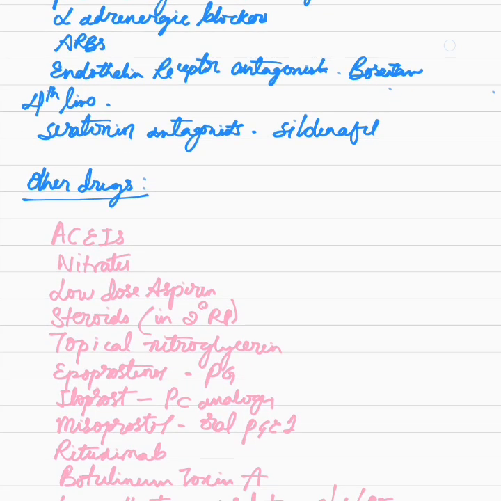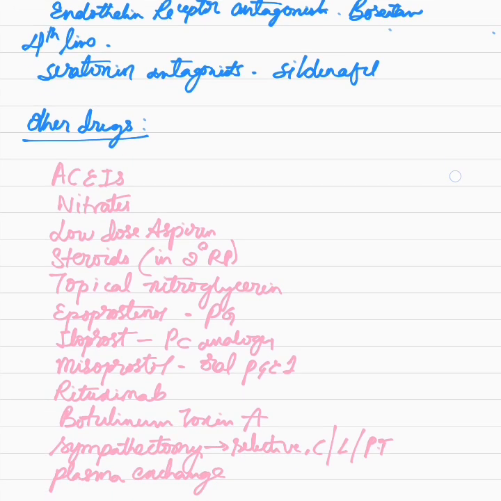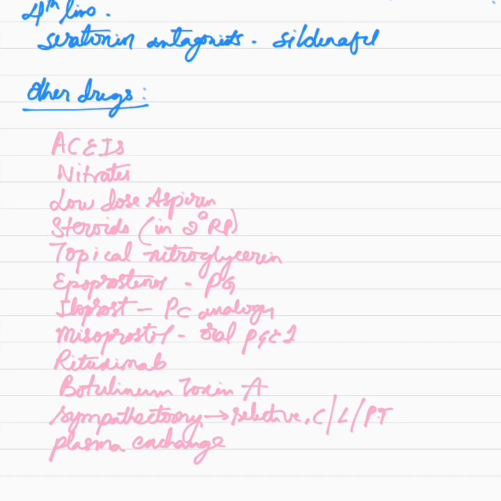Coming to the other drugs, angiotensin converting enzyme inhibitors, nitrates, low-dose aspirin, steroids, topical nitroglycerin, epoprostenol which is a prostaglandin and acts as a vasodilator, iloprost which is a prostacyclin analog, misoprostol which is oral prostaglandin E1, rituximab, botulinum toxin A, sympathectomy such as selective, cervical, lumbar or percutaneous thoracic, and plasma exchange can be tried.